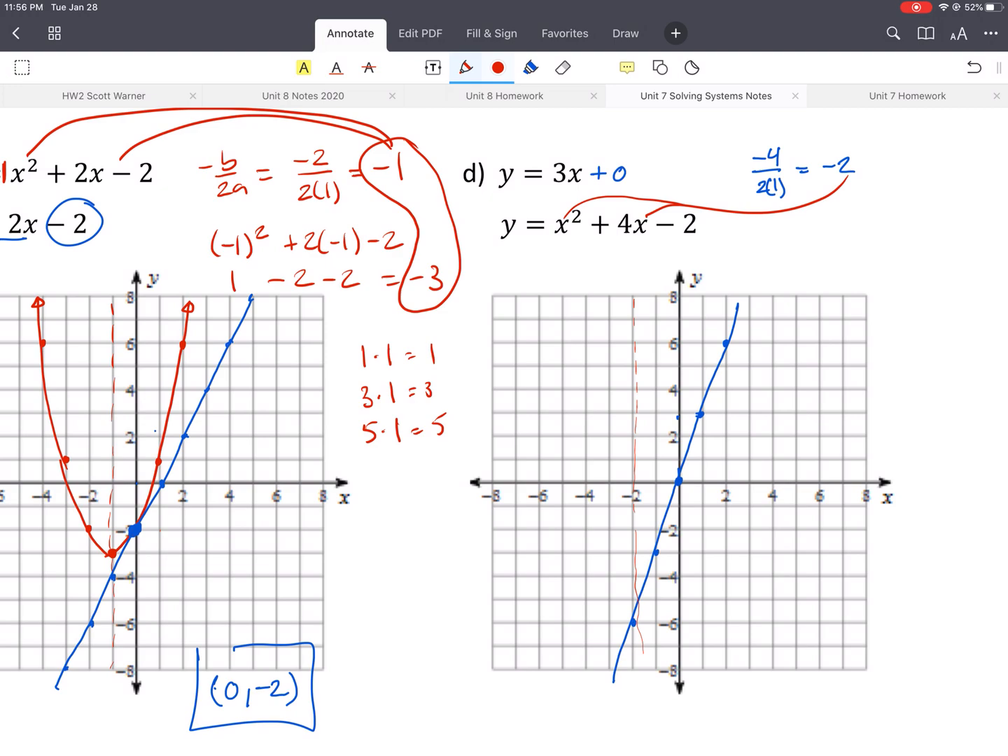So it would give us negative 2 squared plus 4 times negative 2 minus 2. That gives us 4 minus 8 minus 2, which gives us negative 6. So that's right here. And then we'll use our growth pattern. Again, since a is 1, we'll go over 1, up 1, over 1, up 3, over 1, up 5, over 1, up 7, something like that.